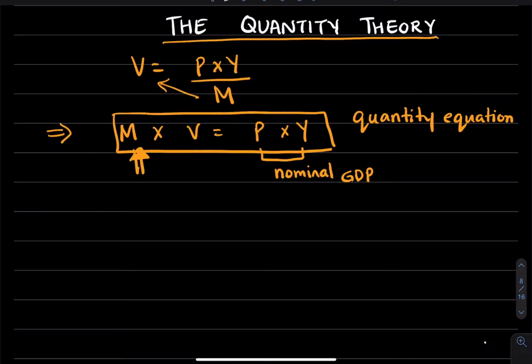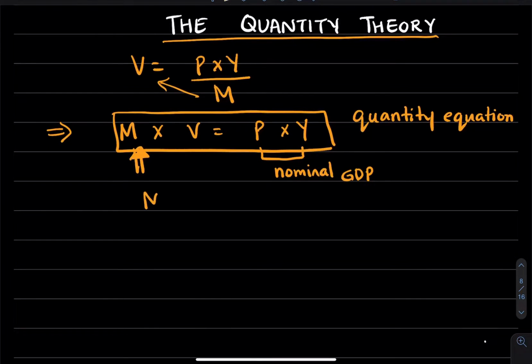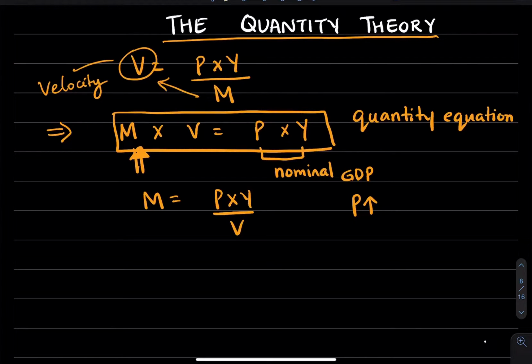The quantity equation also shows us that an increase in the quantity of money in an economy must be reflected in one of the other three variables. So if we write this down, we can say money equals price times Y divided by V, which is velocity. Then if prices rise, the quantity of real GDP rises, or the velocity falls, all of these three things would lead to money supply rising.